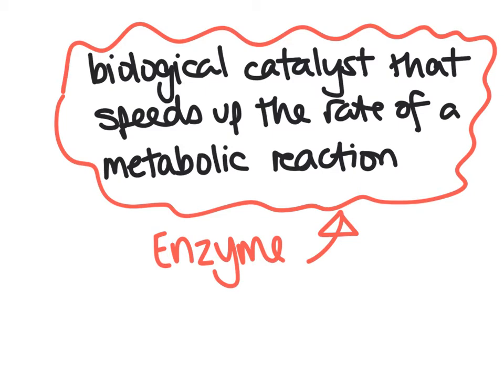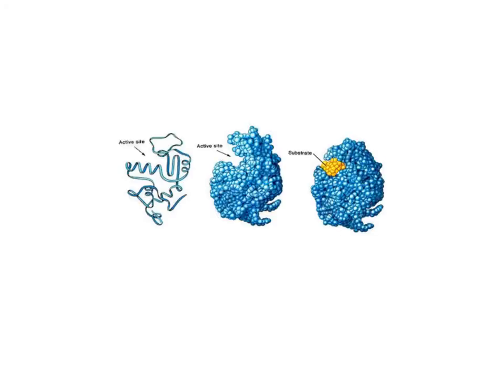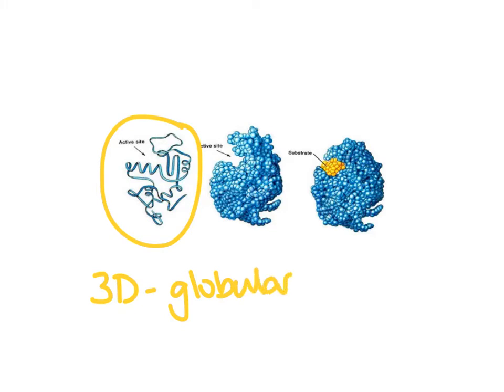And if we go back on here, now if we look at this diagram here, what we've got is our polypeptide chain, and you can see how it's folded and twisted, and we've got a three-dimensional or a globular protein. And the shape of it is determined by its tertiary structure.